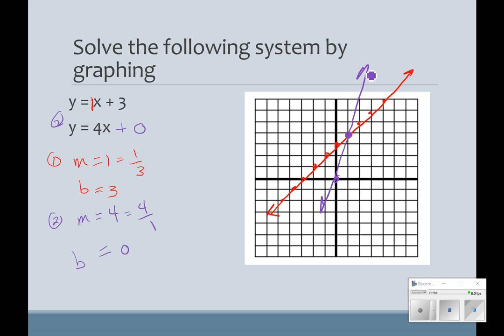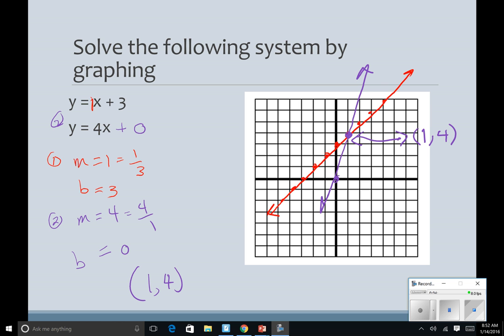It's where these lines intersect. It's right there, and it is the point (1, 4). So the ordered pair (1, 4) is a solution to that system. Make sure that when you're talking about an ordered pair, you put parentheses around the answers, or it's not an ordered pair.